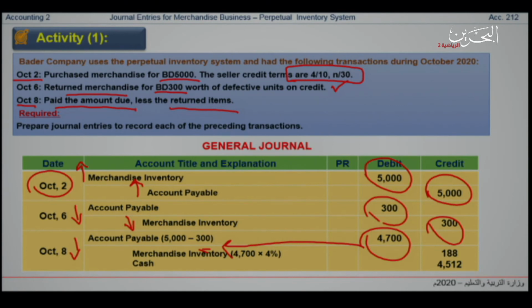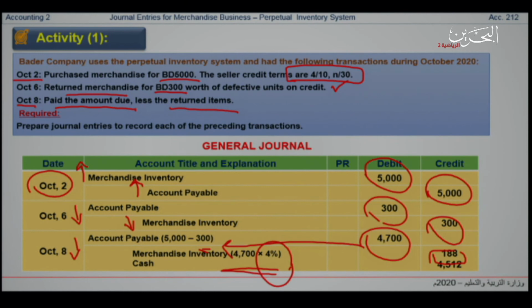Because of paying the amount due, the merchandise inventory will get a discount. Why will it get a discount? Because it's paid within 10 days. So I will take the amount due and multiply it by the discount percent, which is 4%, and I will get the discount amount, which is 188.